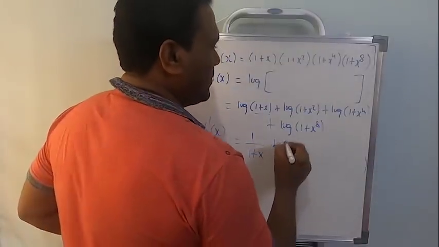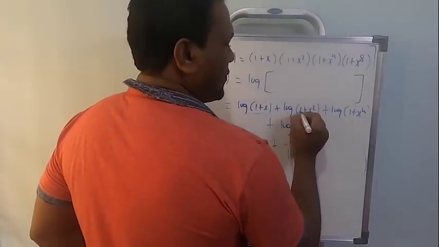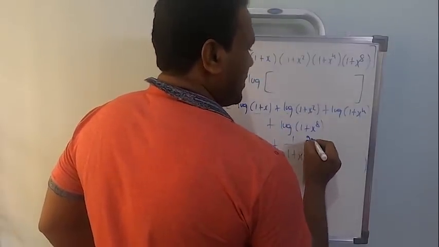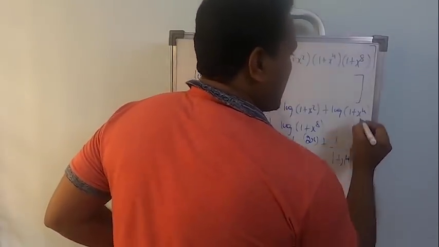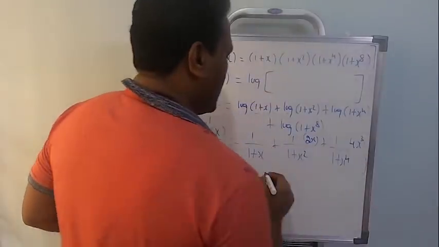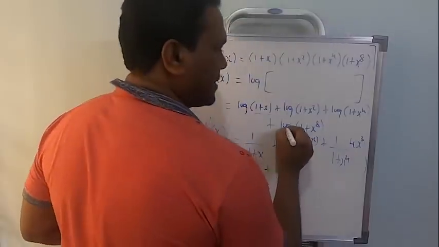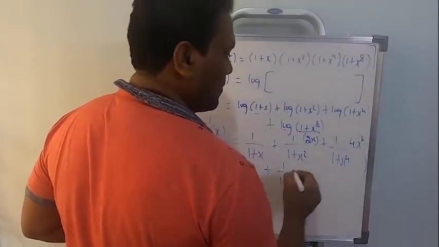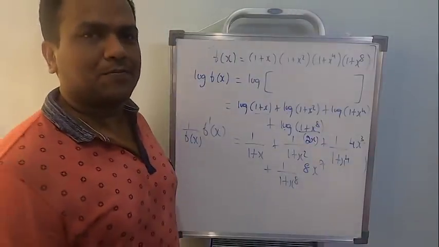Now let's go to the next one. Again like log x, 1 by 1 plus x square. Differentiation of 1 will be 0, x square will be 2x, plus the next one, 1 by 1 plus x to the power 4. Differentiation of x power 4 will be 4x cube. And the last term, 1 by 1 plus x to the power 8, that is differentiation of log. Now differentiation of 1 plus x power 8 is going to be 8x to the power 7.